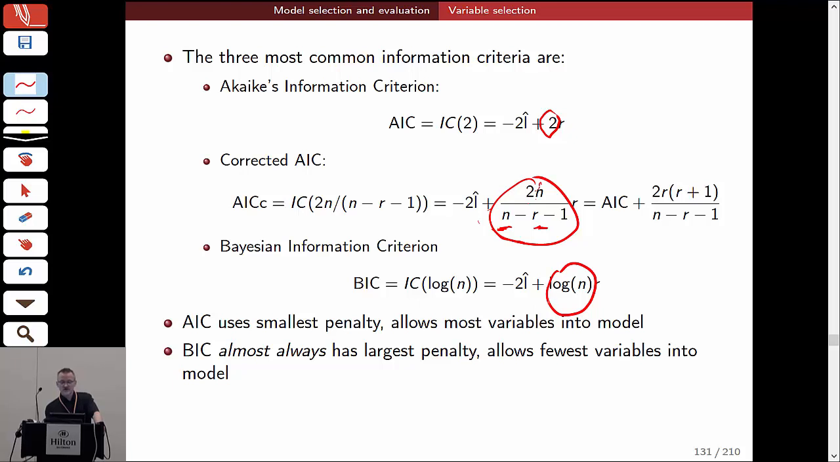And BIC uses the log of the sample size as its penalty. So the log of the sample size, for most sample size and parameter combinations, is usually the largest penalty of the three. So BIC will put the largest penalty on adding variables, which means it's going to prefer the smallest model of the three. AIC has the smallest penalty, and it's going to let you have the largest model of the three.